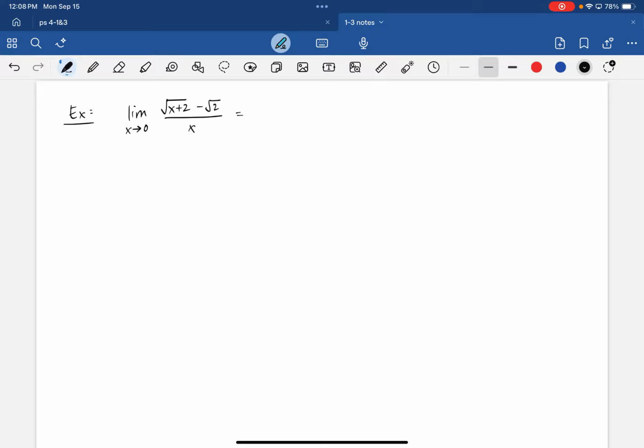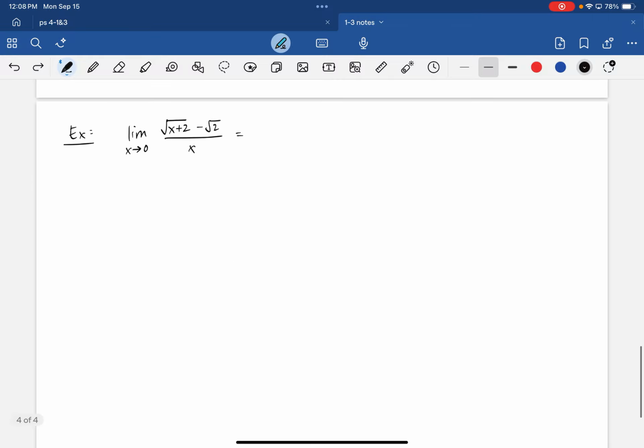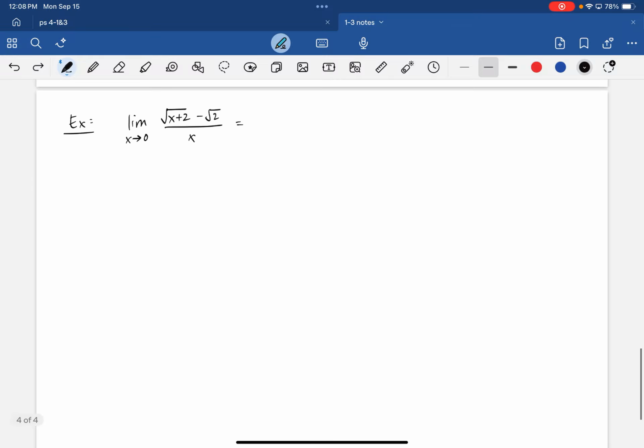No. And the reason is because the numerator is going to be 0, right? If x is 0, the numerator is 0. And if x is 0, the denominator is also 0. So here, the first option in the flowchart doesn't work, so we need to go to one of these second options. And because we have square roots, the option is rationalizing the numerator. If you remember how to rationalize the denominator, it's very similar, except now it's just for the numerator.